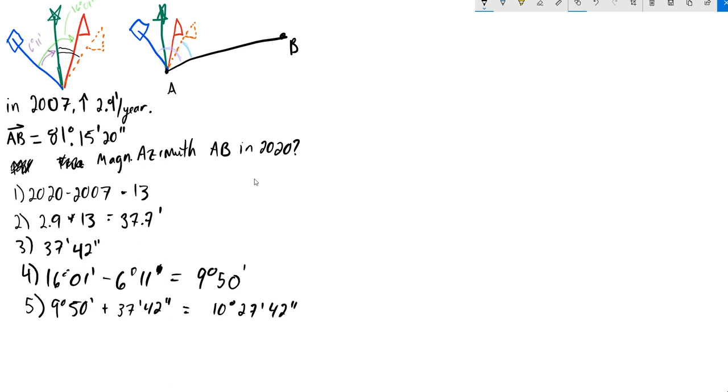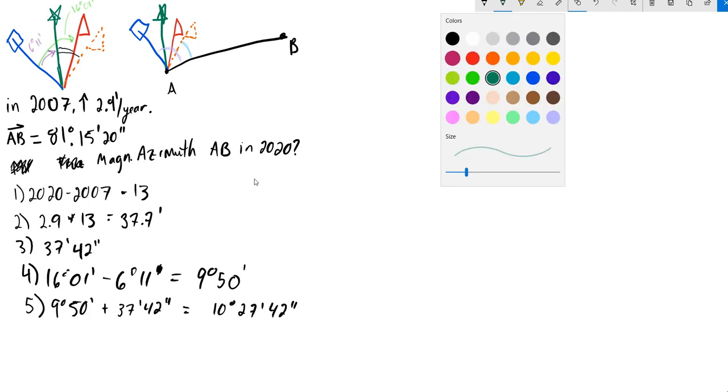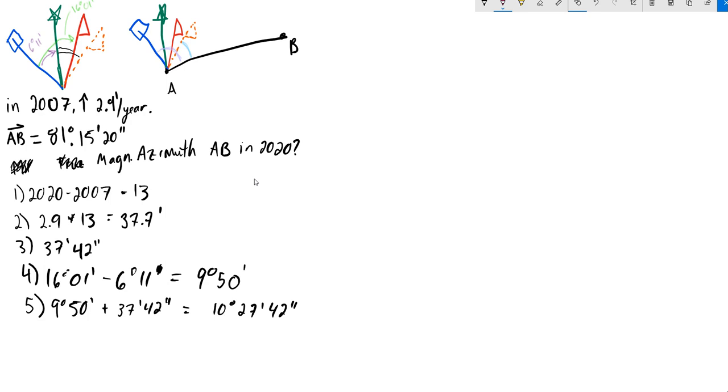Okay, so now I have this angle in here. But I'm looking for the magnetic azimuth of AB in 2020. So I need to go to this flag here, which means I need to have the angle from grid north all the way over to this. So I need this angle in here to make this difference.